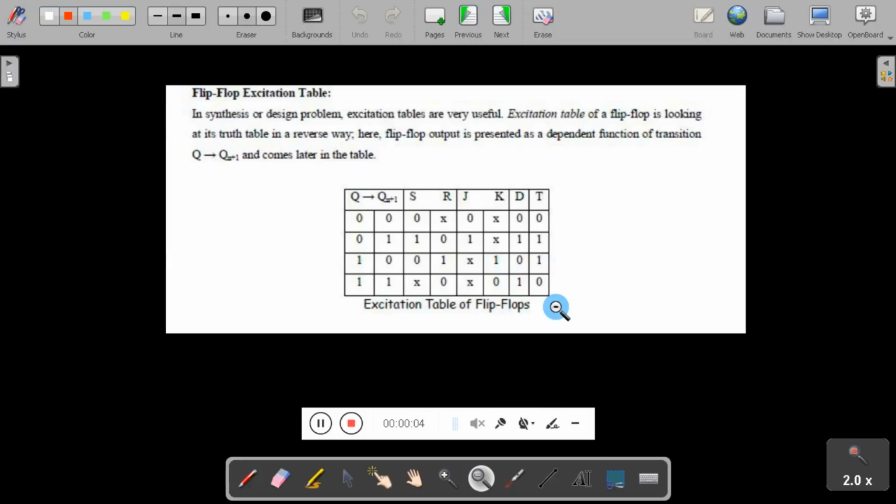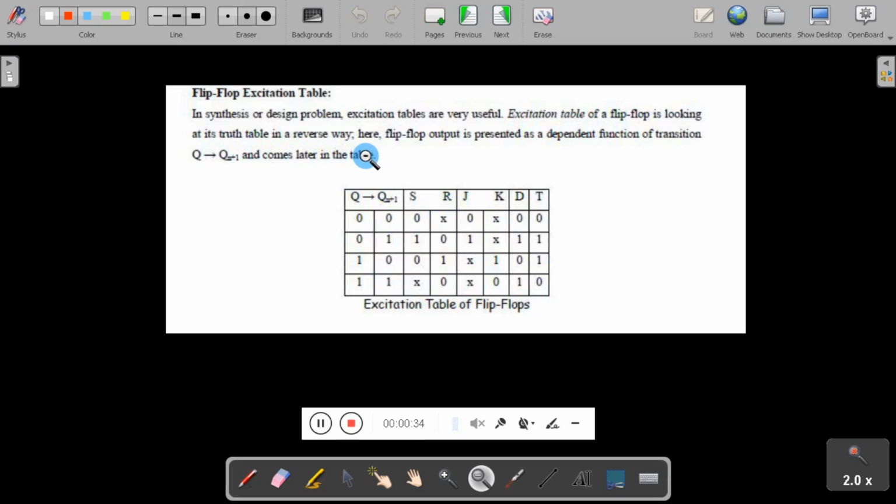In this session we'll see the flip-flop excitation table. Like in synthesis or design problems, excitation tables are very useful. The excitation table of a flip-flop is looking at its truth table in the reverse way. You can see here that in the truth table, or transition table, the output comes first, then the input comes next.